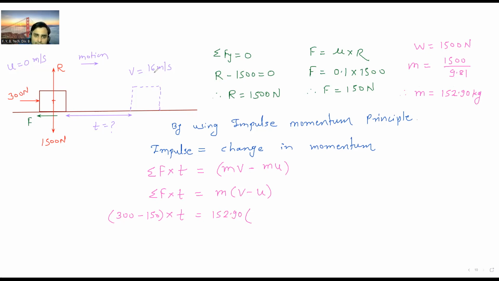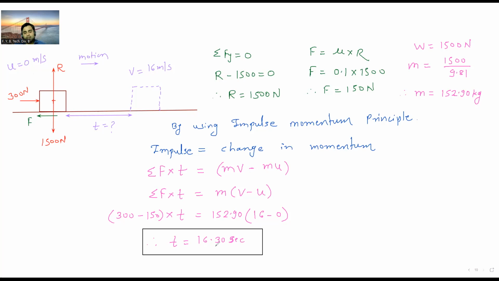What is the final velocity? 16. What is the initial velocity? 0. Now here the only unknown is time. Therefore, if you solve this, you will get the value of t as 16.30 seconds. So it will take a time of 16.30 seconds from 0 to 16 meter per second.